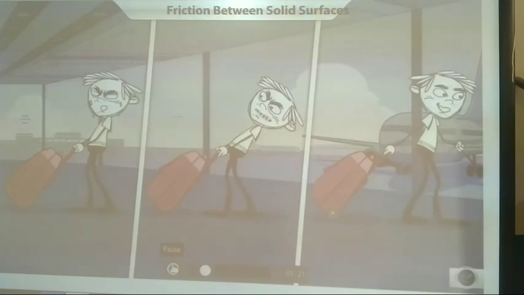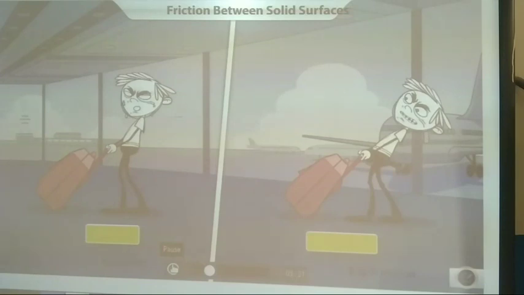Did you notice something in the animation you have just seen? In which case was it more difficult for the person to move the bag? When the bag was at rest, wasn't it? Why do you think it's always harder to move a static object than an object already in motion?